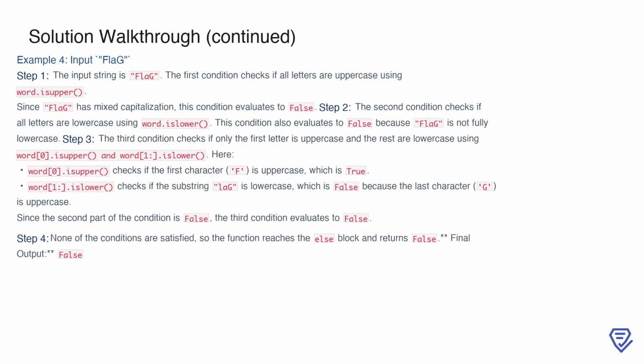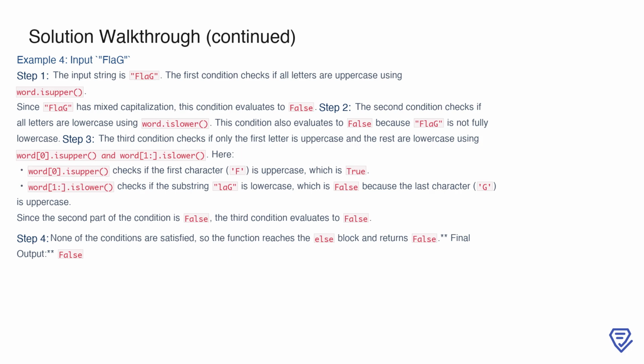Lastly, let's consider example 4 where the input string is FlaG. The function begins by checking if all the letters are uppercase using word.isupper. Since FlaG has mixed capitalization, this condition evaluates to false. Then, it checks if all the letters are lowercase using word.islower. This condition also evaluates to false because FlaG is not fully lowercase.